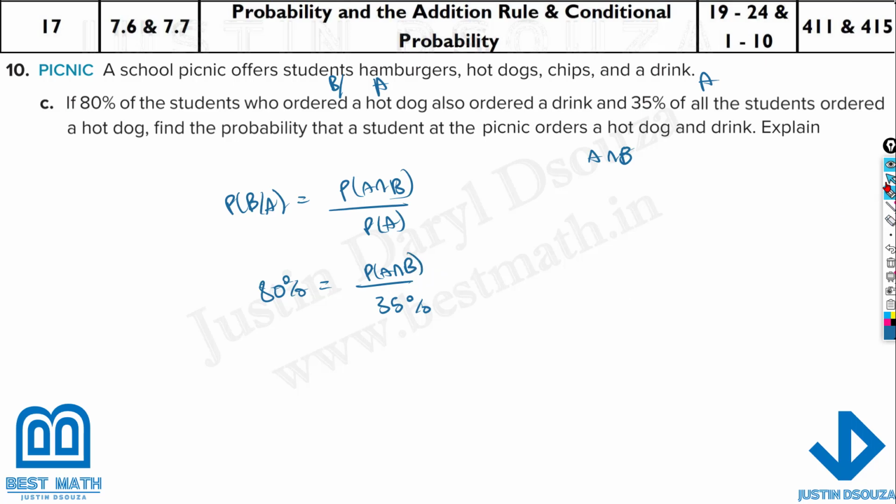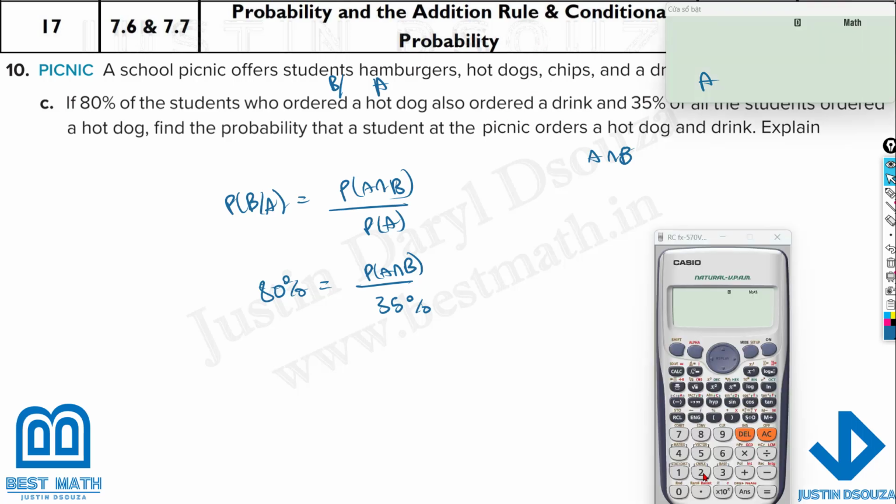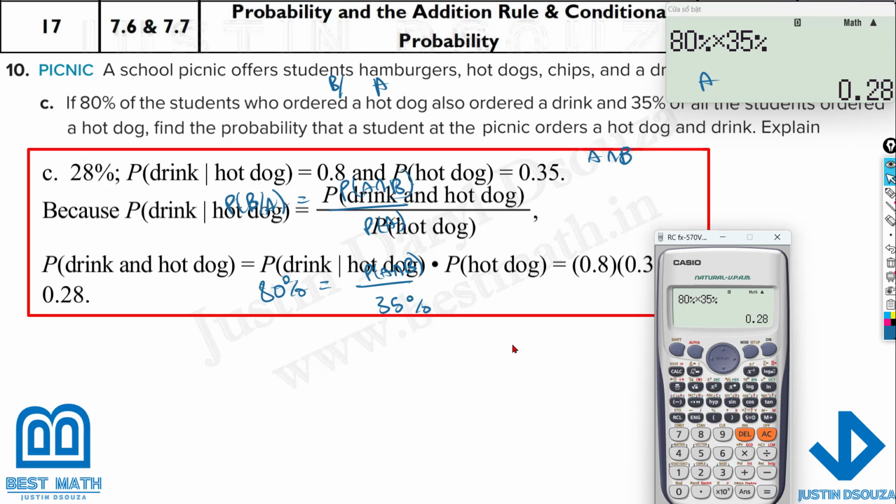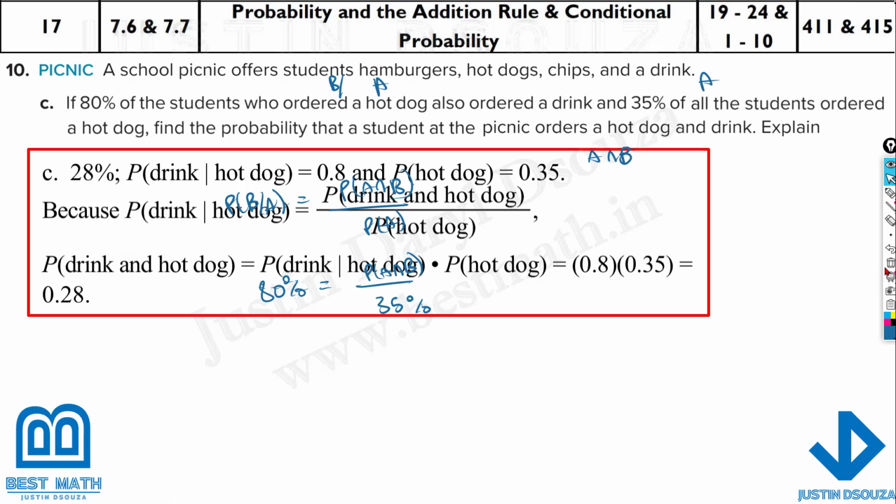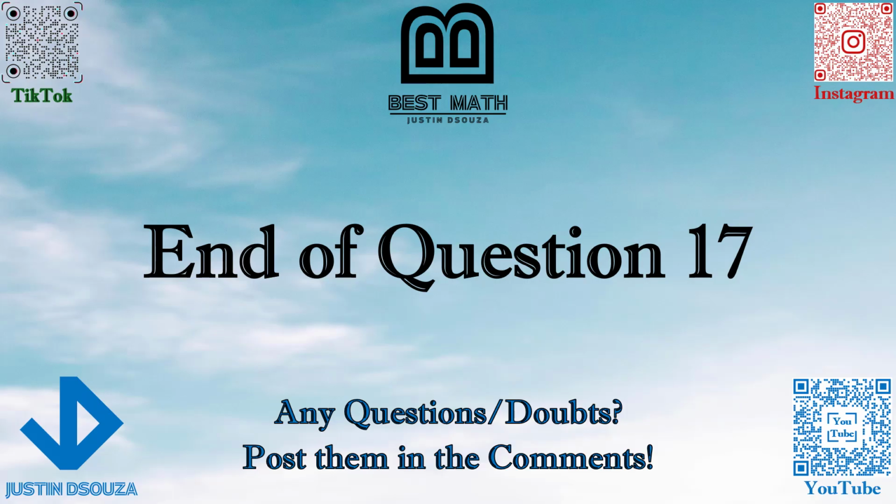Just put in the calculator, you'll get the answer. Take this 35 to the other side, multiply it with 80%. Here, all we have to do is 80% or 0.8, you can take it, multiplied by 35%. The answer is 0.28 or 28%. That's the final answer, as you can see. That is the end of this question. I hope it is clear.